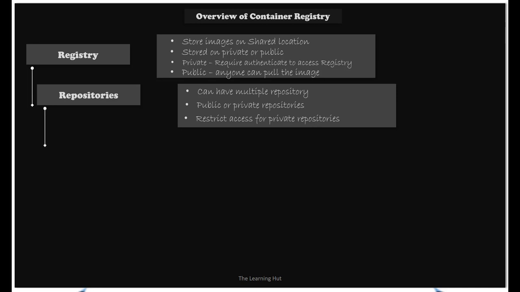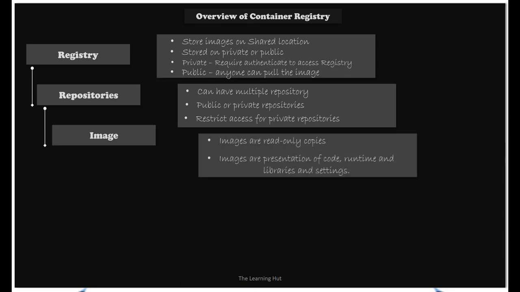Inside the repository, we store our images. Images are read-only copies. Whenever we change our code, we build the image and push the image to our registry. An image represents our code along with the runtime libraries, the minimal runtime required to run our application, contained inside the image. And images have tags.